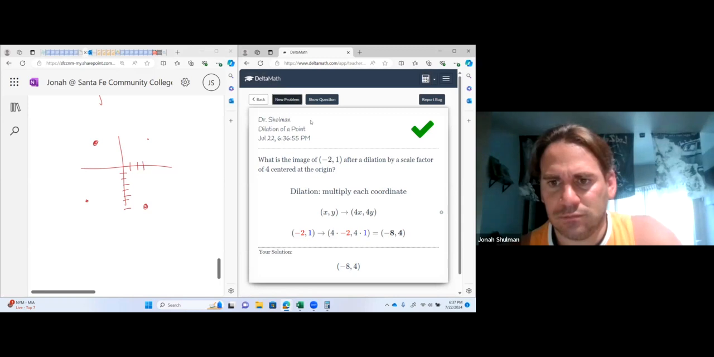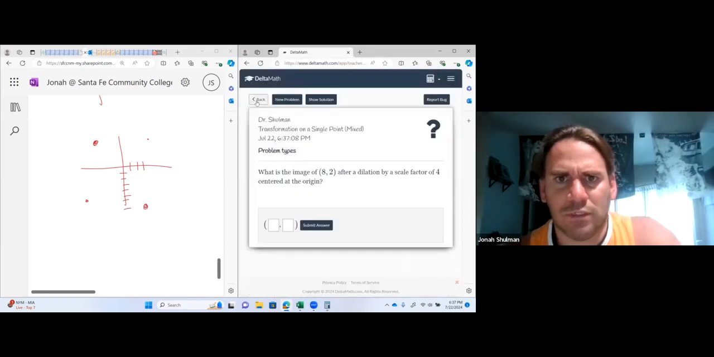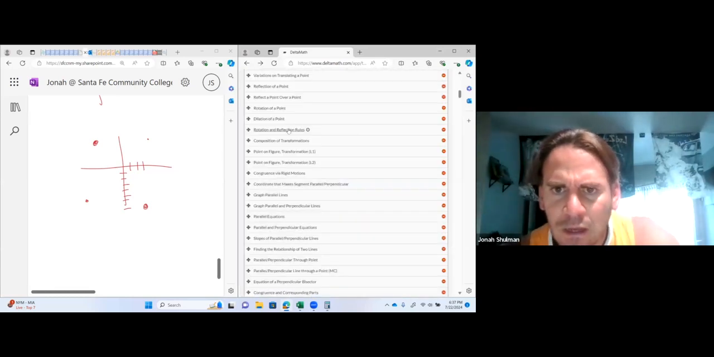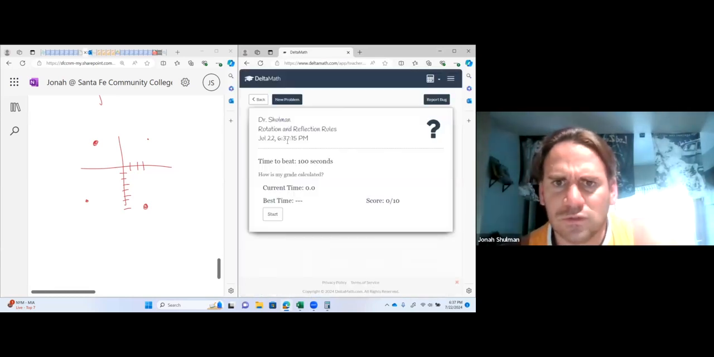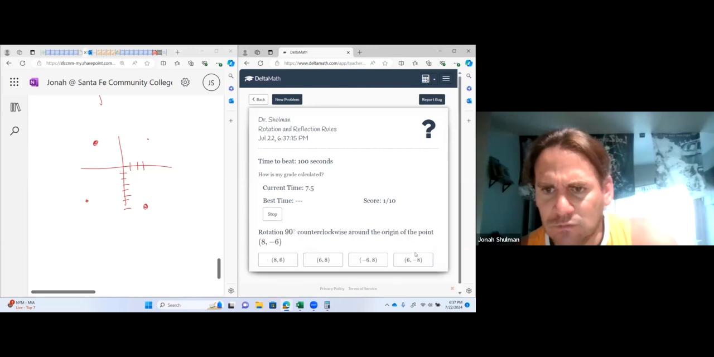Where are the graphs? They're not showing me any graphs. All right, we already did this, so this mixed one's leaving us. Rotation and reflection rules. Ooh! Reflection over the y-axis. That means the x changes and the y stays the same. So -8, -2. Nice. Rotation 90 degrees. Oh, I don't remember all my rules. I would need to see it. I believe it's going to be -6, -8.